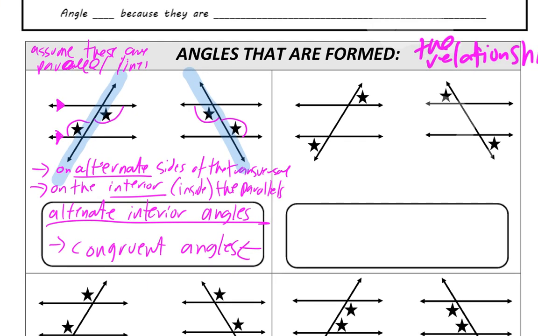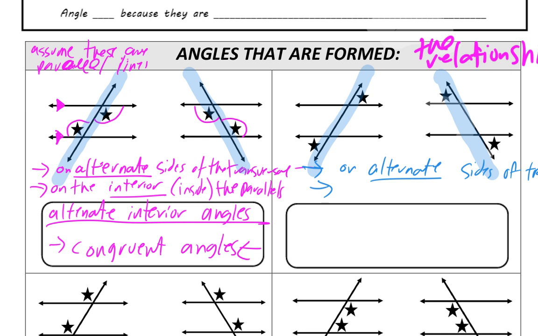All right, so on this one right here, let's go ahead and highlight those transversals first. This one right here, that's our transversal, that's our transversal. What do we notice? Are they on the same side or alternate sides? They are on alternate sides, right? So we're going to say they are on alternate sides of the transversal.